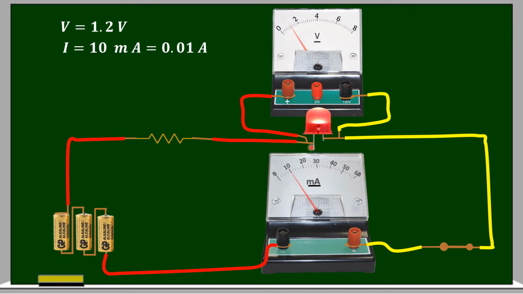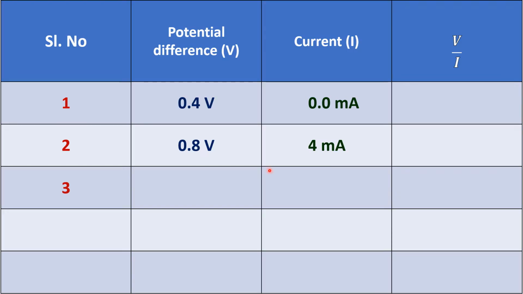Okay, that is, the potential difference between the two terminals of the LED is 1.2 volts, and when 1.2 volts potential difference is applied, how much current is flowing through it? It is 10 milliamperes, otherwise 0.01 amperes. Okay, so let us note down these values in the table here. Serial number 3, 1.2 volts, 10 milliamperes.